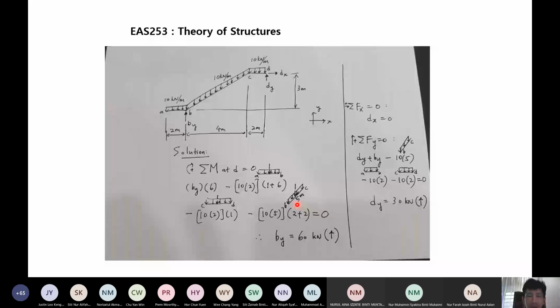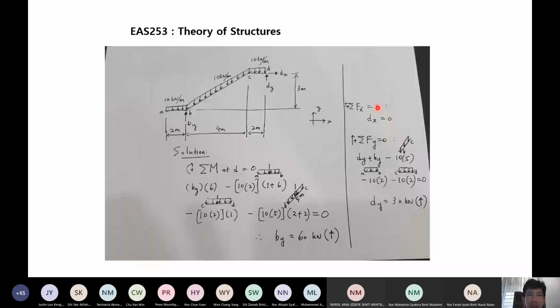Then solving this, you get By is equal to 60 kilonewton, positive, so it indicates the direction is going up. Now if you go to the next, Dx, summation of force in x direction equal to 0, so you get Dx equal to 0 because there is no load which has a component in the x direction.